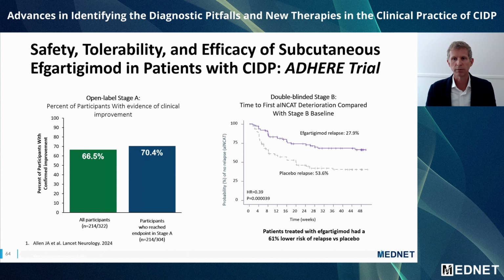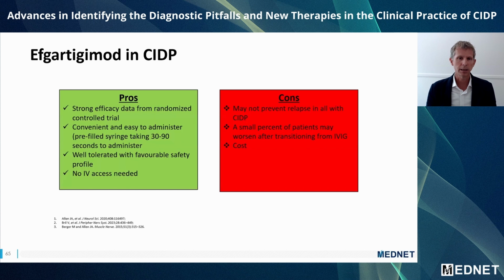Moving on to stage B, it was observed that the relapse rate in those patients randomized to efgartigimod was about 27%, versus those on placebo, which was about 53%. So overall, that led to a 61% relative risk reduction of relapse in those patients on efgartigimod, and hence the study met its primary endpoint and consequently got approved for the treatment of adult patients with CIDP.